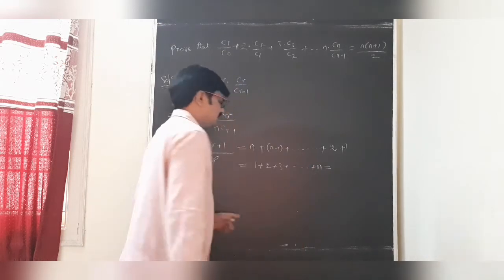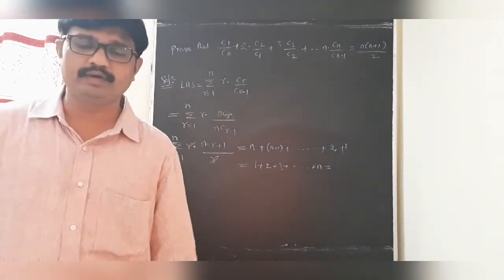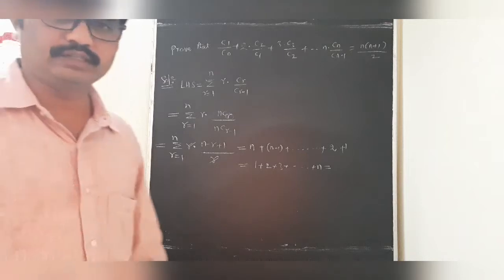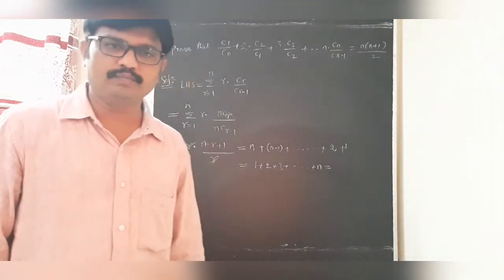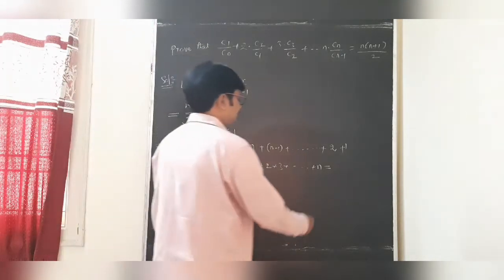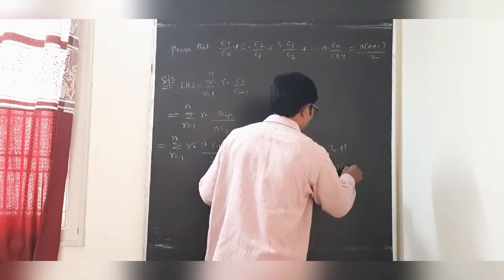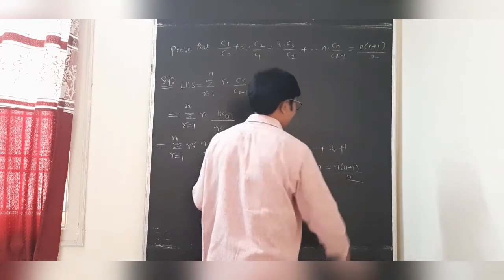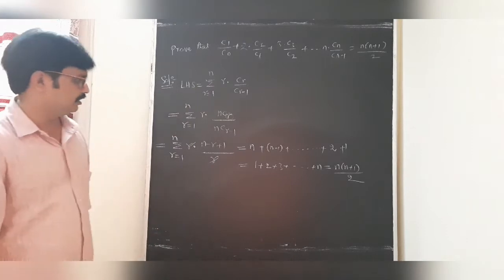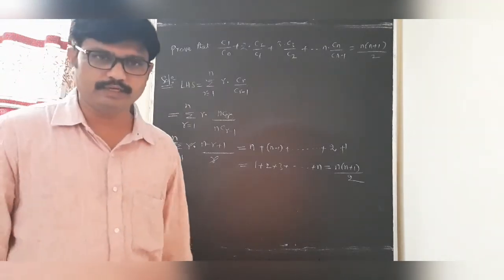This is the sum of the first n natural numbers. The sum of the first n natural numbers is n into n plus 1 by 2. Write down n into n plus 1 by 2.